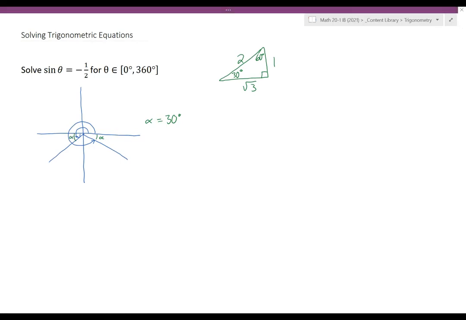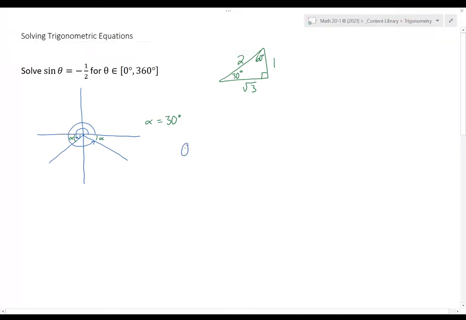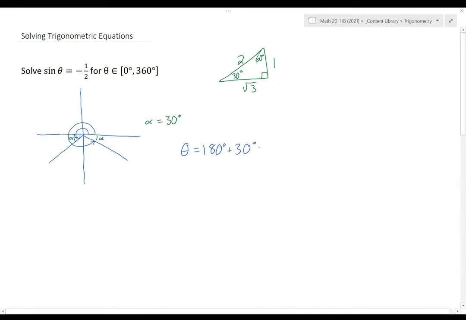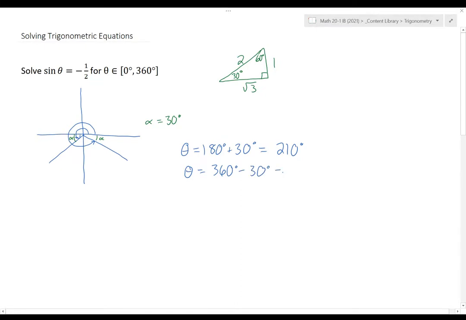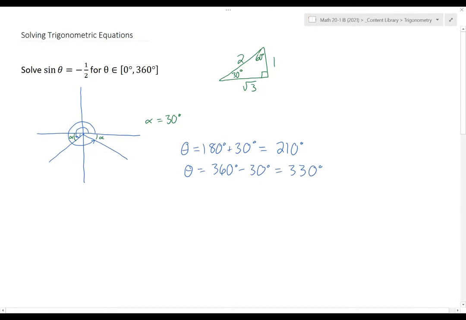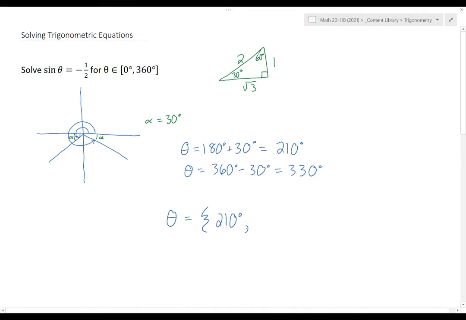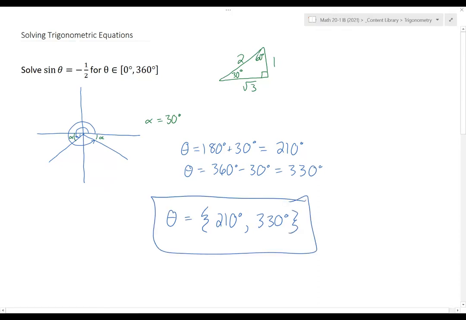So 30 degrees is not one of my solutions, but 30 degrees allows me to find the solutions because theta is going to be 180 degrees plus 30 degrees for the angle in quadrant 3, so that's 210 degrees. Or for the angle in quadrant 4, it's going to be 360 degrees minus 30 degrees for 330 degrees. So the two possible values of theta in this rotation are 210 degrees or 330 degrees. So those are my two solutions.